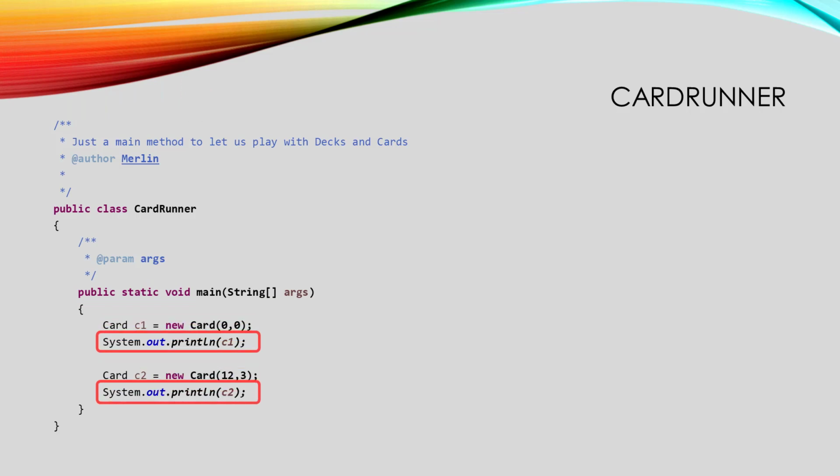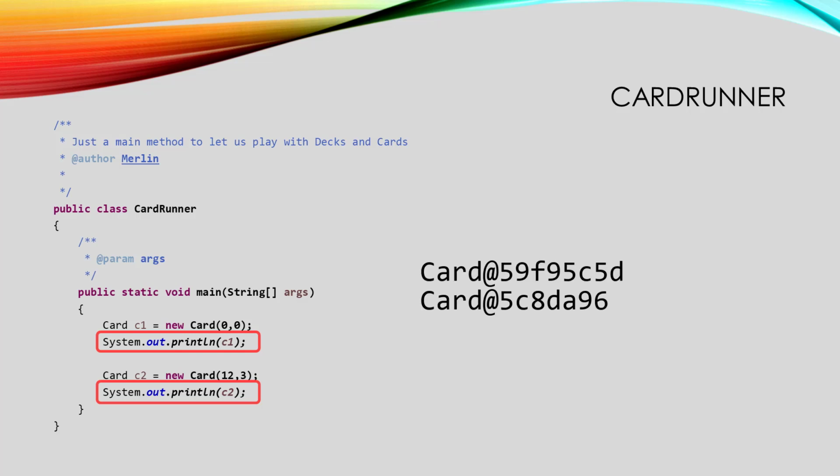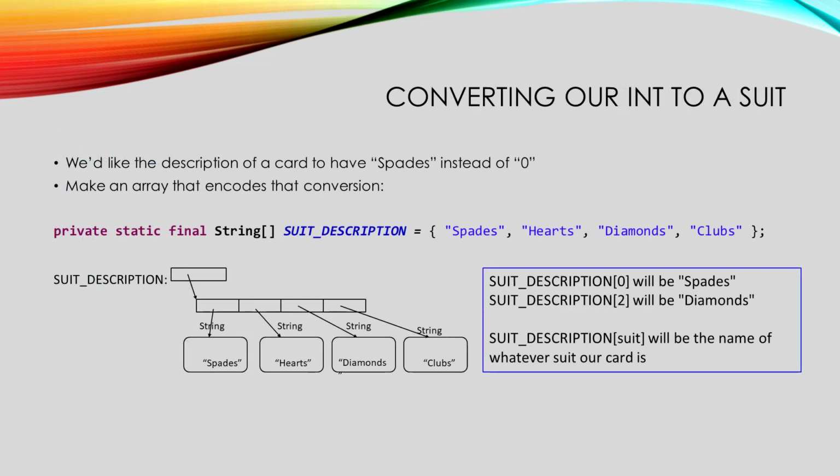When the system tries to print an object, remember, it calls the object's toString method. At first, the lab doesn't tell you to build one, so the output when you run it will be two lines that start "Card @" followed by some gibberish. Not very user-friendly. We'd like the toString to output the face value and the suit.